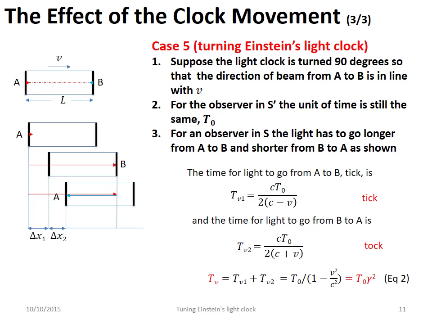For an observer in S, the light has to go longer from A to B and shorter from B to A as shown. The time for light to go from A to B, or tick, is equal to c times T naught divided by 2 times (c minus v). And the time for light to go from B to A is equal to c times T naught divided by 2 times (c plus v). And if we add these two times, we get T naught times gamma squared.